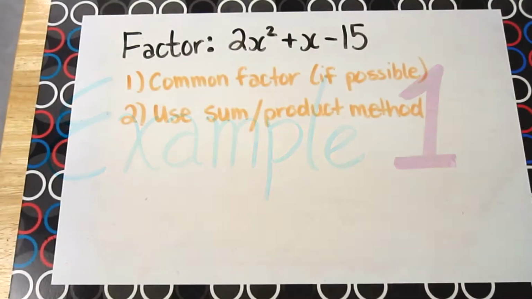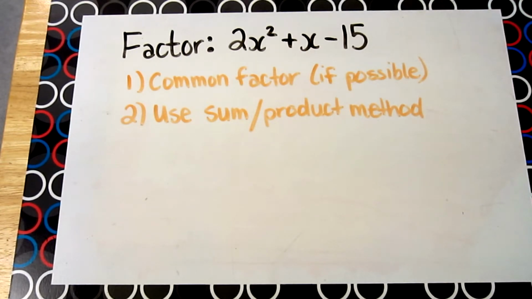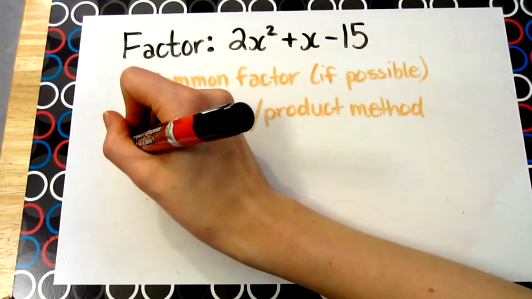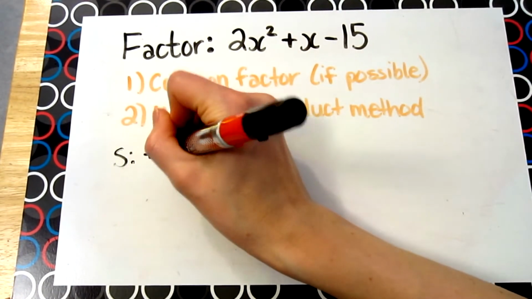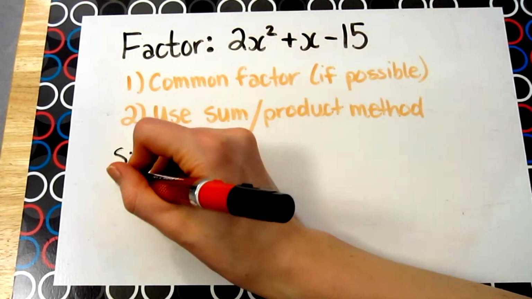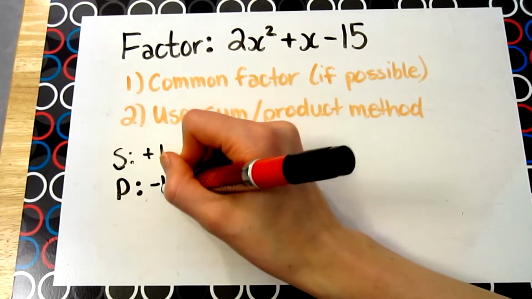There are several ways to tackle these tough trinomials, however, both start the exact same way. The first step is to common factor if possible. In this case, there is no common factor, so we can skip that step. And the second step is to use the sum and product method that we covered when factoring regular trinomials. Let's begin by looking at the sum. The sum here is positive 1. The product is negative 15.